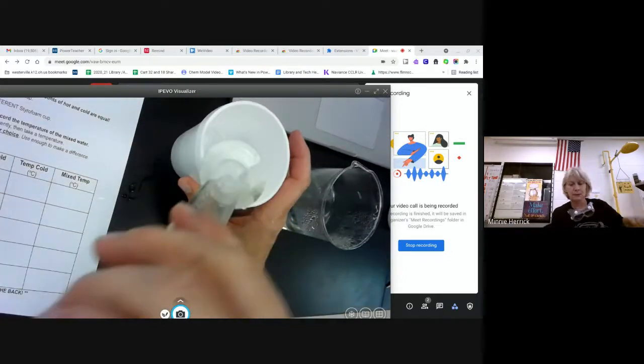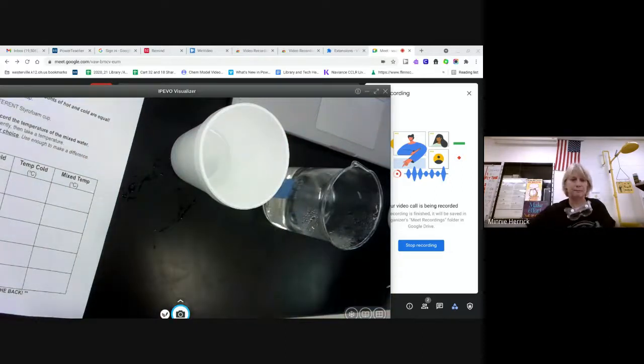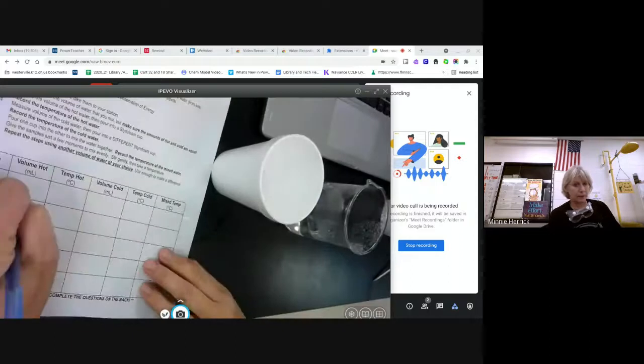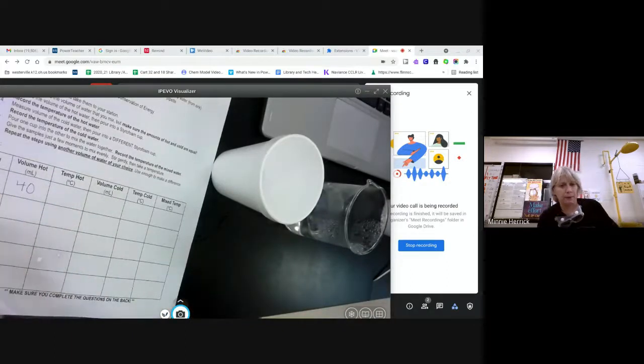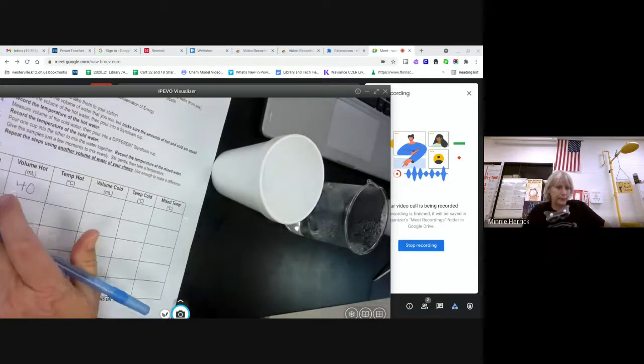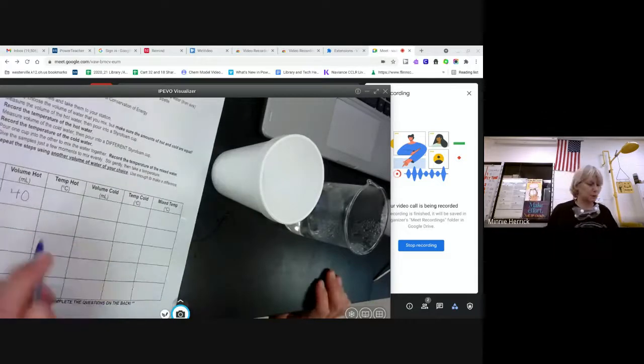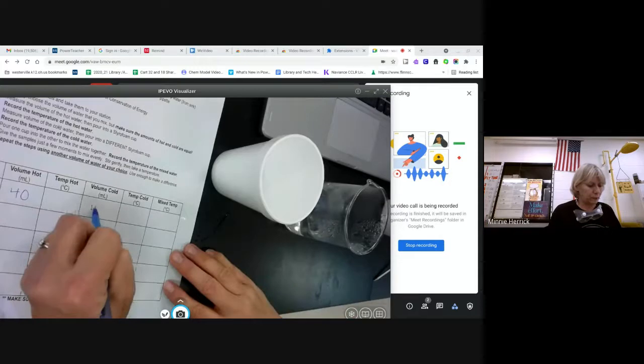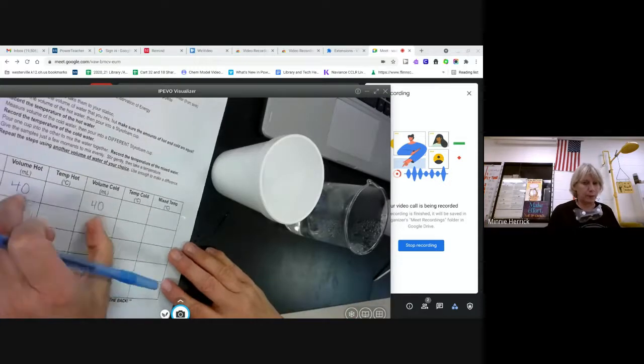40 mils. Okay, and we're going to write this down on your paper. Okay, so we have 40 mils. We could just use a whole number since we're not being totally exact on the volumes, but we're just going to say roughly 40. And we're going to use 40 for the cold. So I went ahead and put 40 in both.